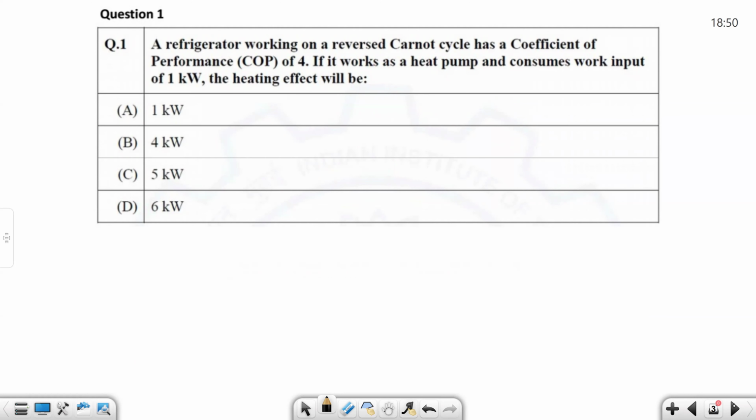So the refrigerator working on a reversed Carnot cycle. So reversed Carnot cycle, so if you take this higher temperature, refrigerator, lower temperature. Okay. So the work is given into the system, work input. So Q1 is supplied, Q2. COP of refrigerator.